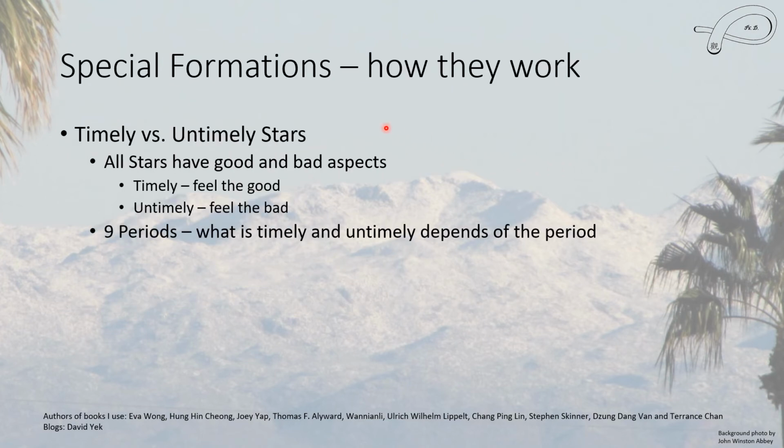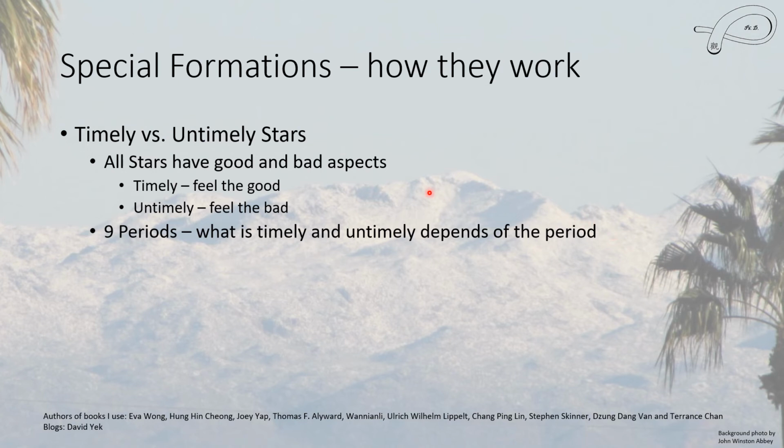In order to understand how these good formations work, there are a couple of things you need to understand. One is the concept of timely versus untimely stars. All stars, that's all numbers, have good and bad aspects. If a star is timely, you feel the good. If it's untimely, you feel the bad. And what is timely and untimely will depend on the period of time in which we are currently living.